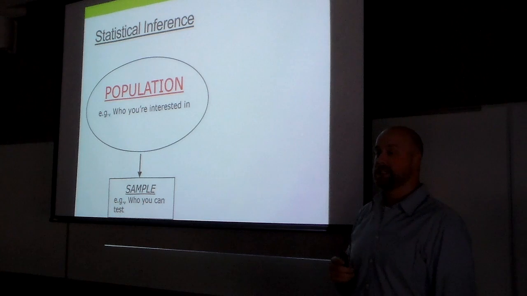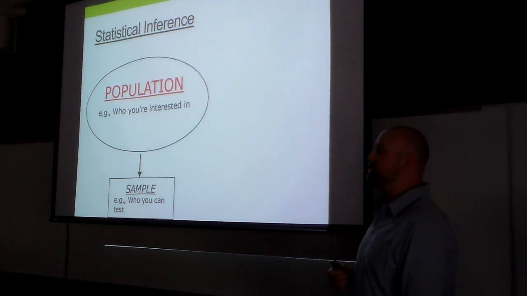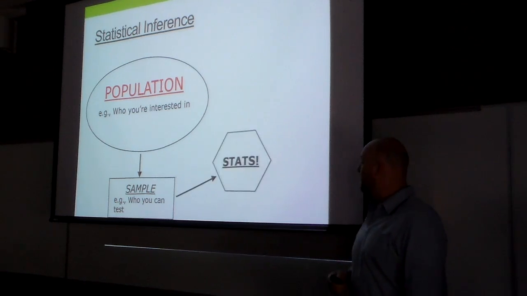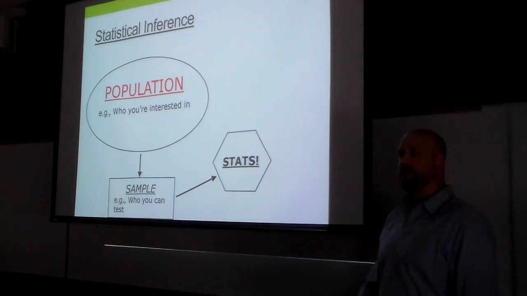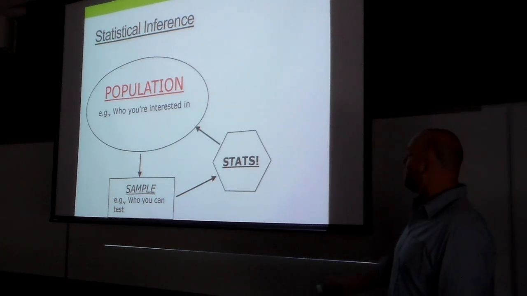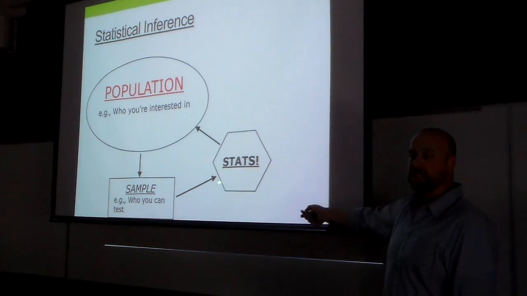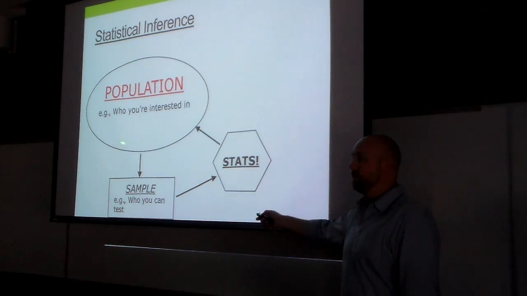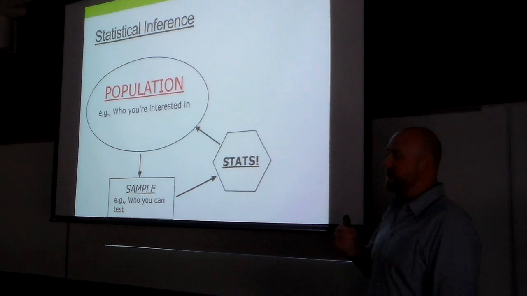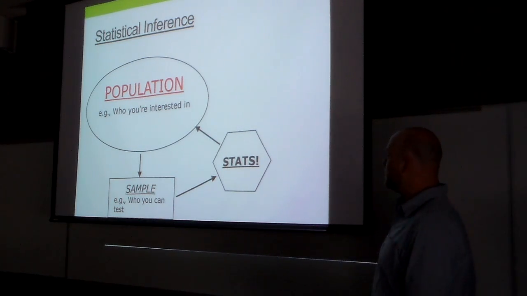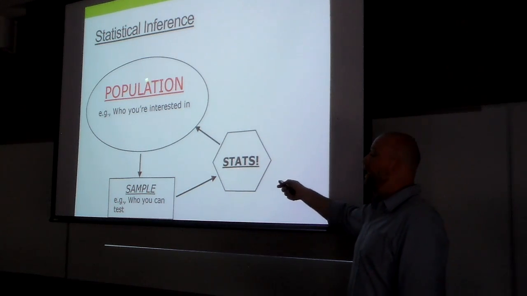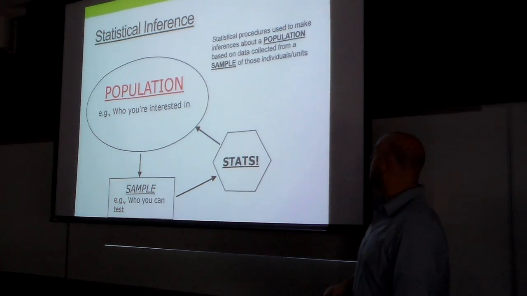So what I do is I collect a sample. These are the people who we can test. These are the people who we do have access to, okay? And then what we do is we get data from the sample of the people that we do have access to. We run some statistics, and then we make some inferences based on those statistics about the population here, okay? This is a simple diagram, but fundamental to everything that we do with inferential statistics. This is who we're interested in. This is who we're trying to make assessments about, okay?